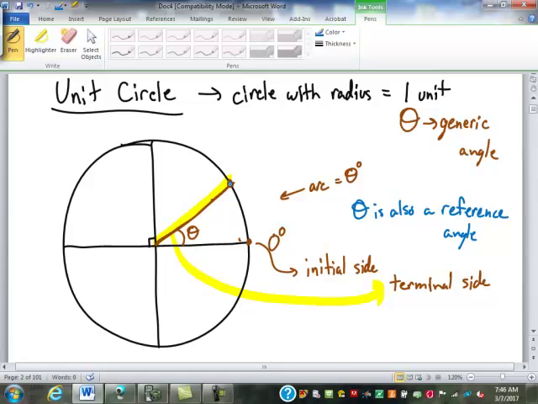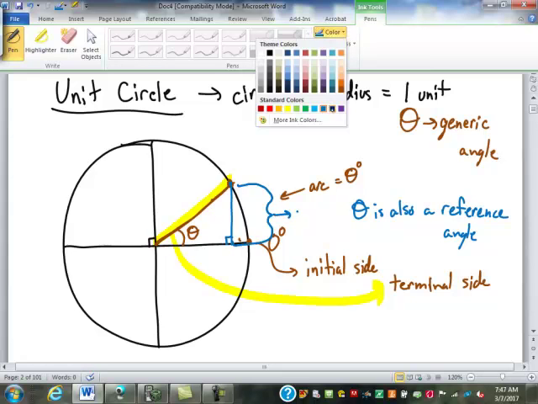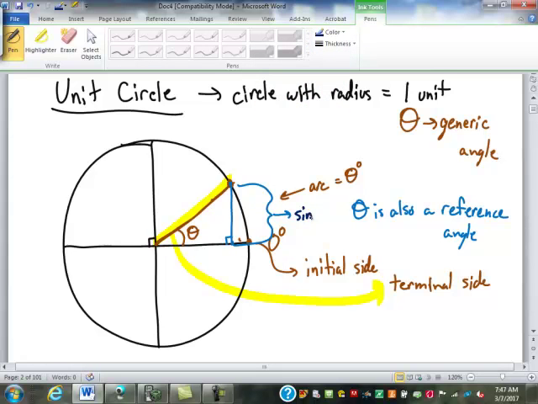The length of that point on the circle, right here, that length is defined to be the sine of theta. Abbreviated SIN, we drop the E. That is the first of our major trig functions.